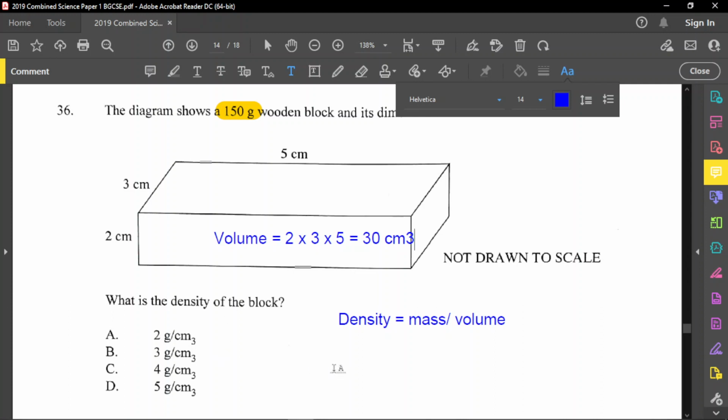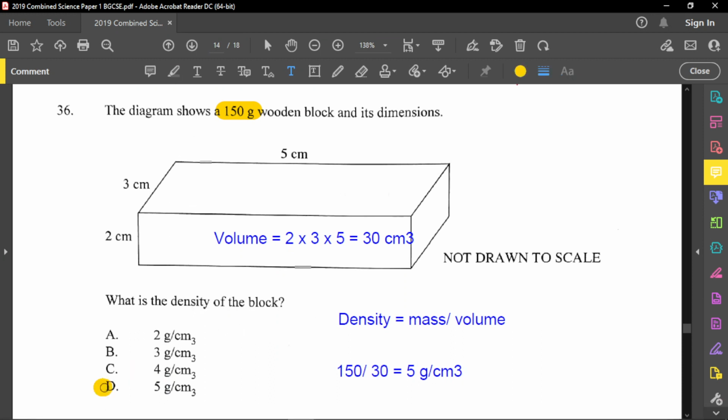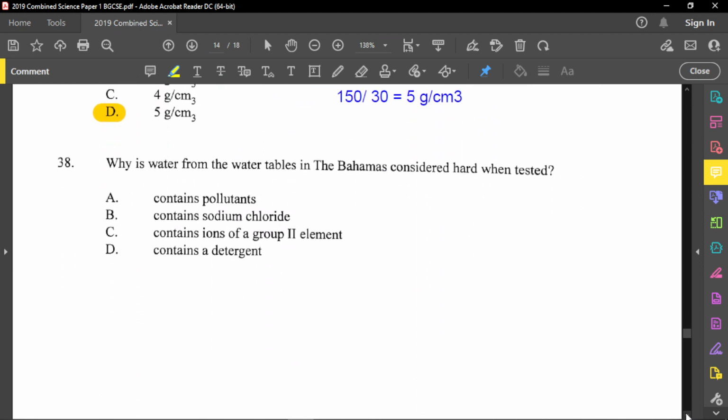And so now we have our mass. We're going to say the density is equal to mass, which is 150, divided by 30, which equals 5 grams per centimeter cubed. So that is now our answer right here. 5 grams per centimeter cubed is our answer. There's a typo here because the cube is supposed to be a superscript on the centimeters, right? That's a little small error, nothing too serious. The answer is 5.